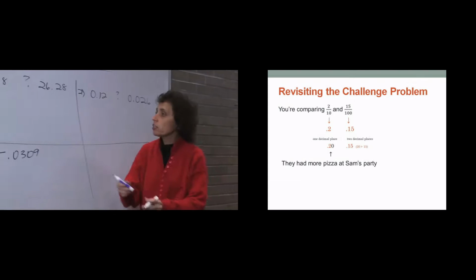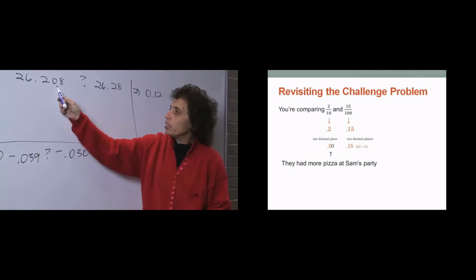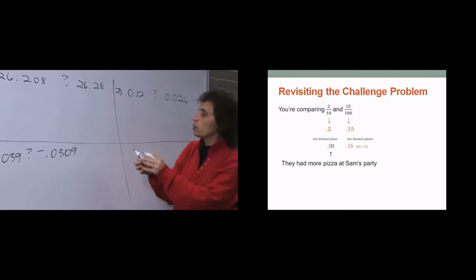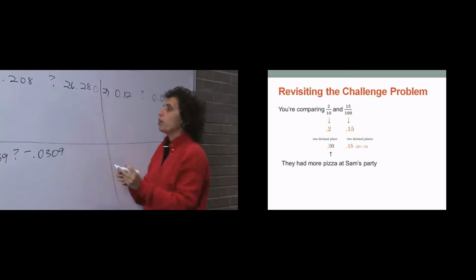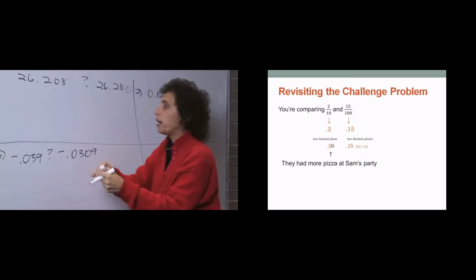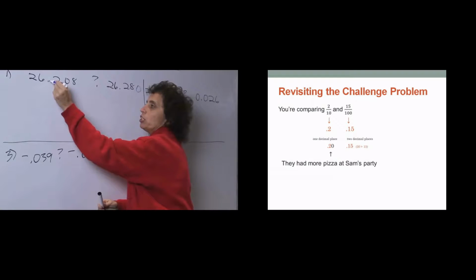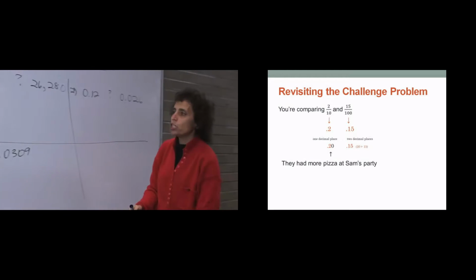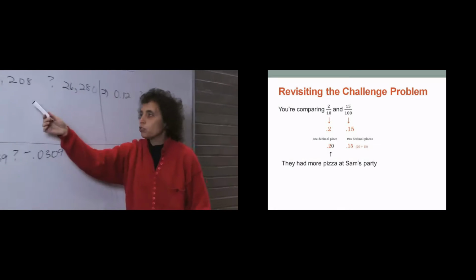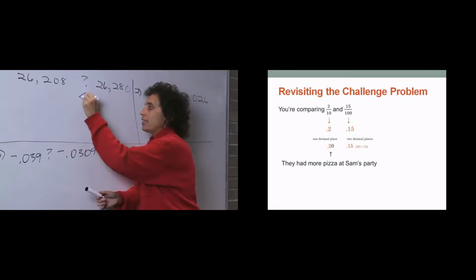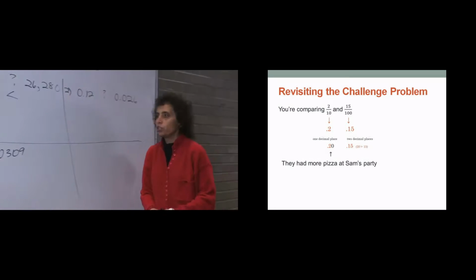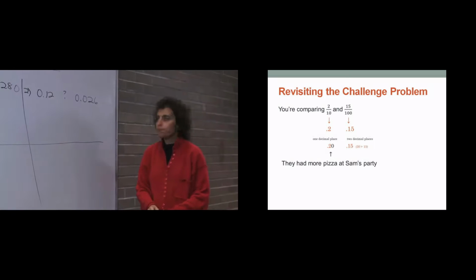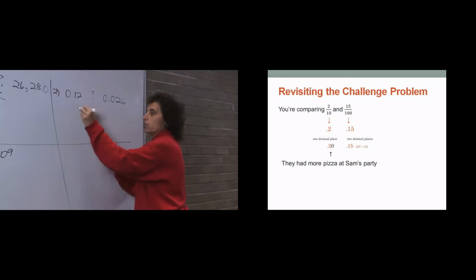So let's take a look here. There are 3 decimal places here, and here there are only 2. I'm going to get you going with 3. This is the number, if you think about it, 26,208. This is the number 26,280. So 26,208 is less than 26,280.